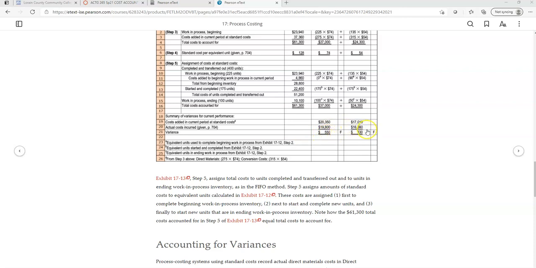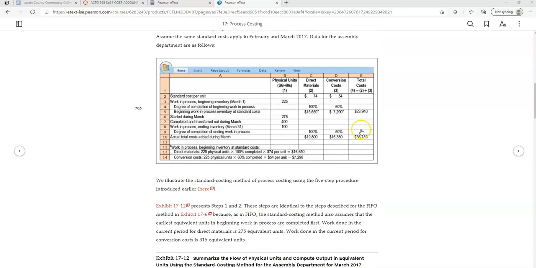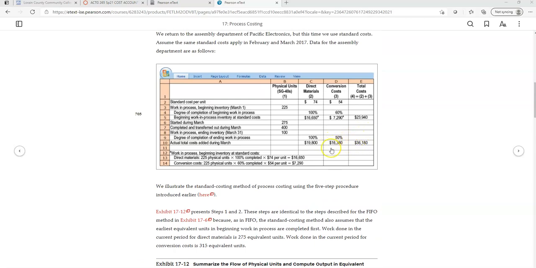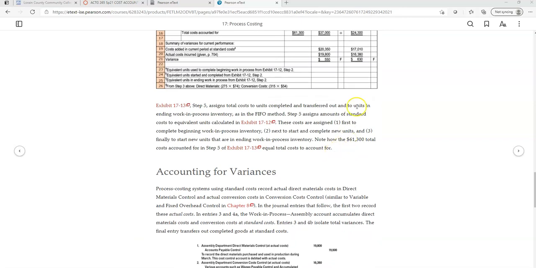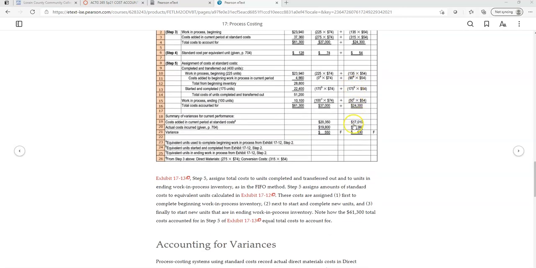What about conversion costs? Based on standard costs, I should have added conversion costs of $17,010. However, how much in actual cost did I incur for conversion costs? $16,380. We're told that right here in the information. So when I subtract the difference between the two, my actual cost came in less than my standard cost, so my variance is favorable by $630.